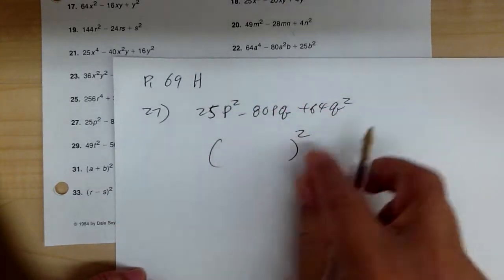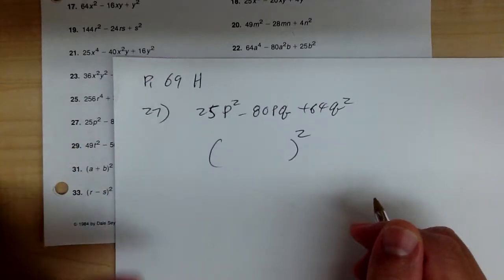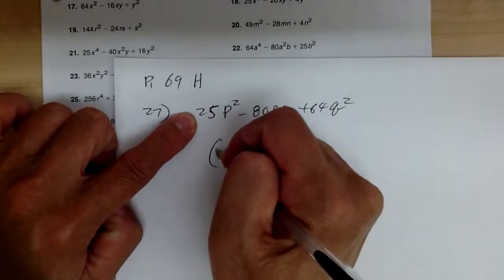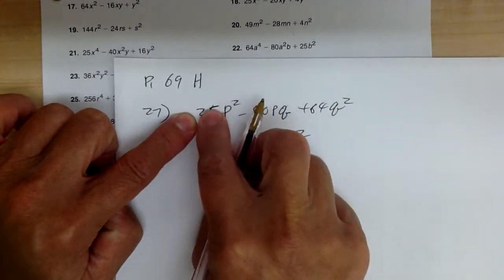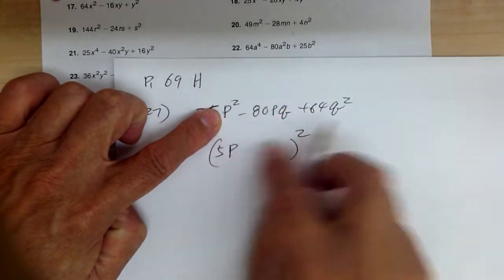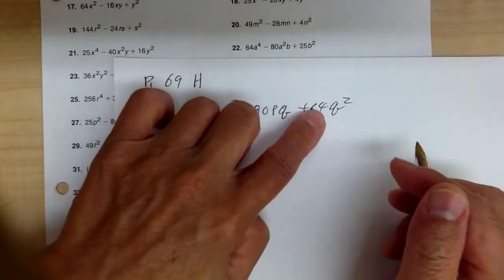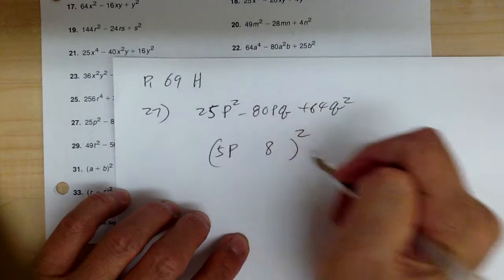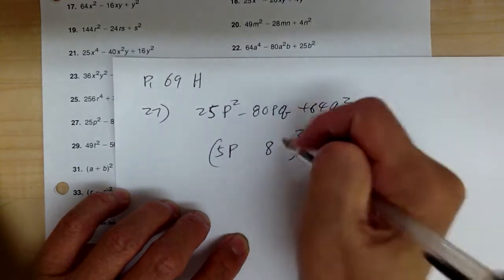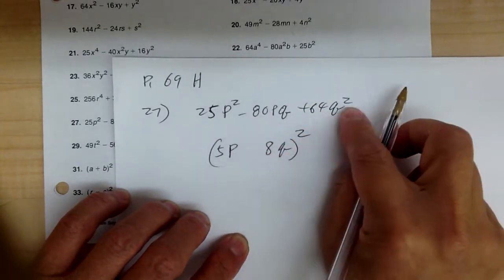So get your form ready. So now to think, okay, what square gives you 25? 5, right? 5 square gives you 25. And you need to get p, right? P square gives you p square, right? Over here, to get 64, you need to have an 8, right? 8 square gives you 64. And q square gives you q square, right?